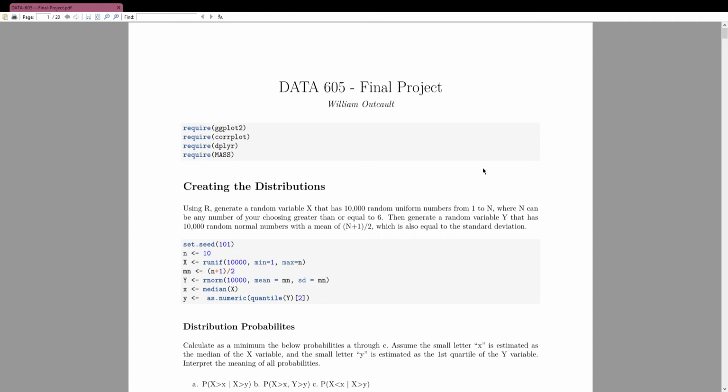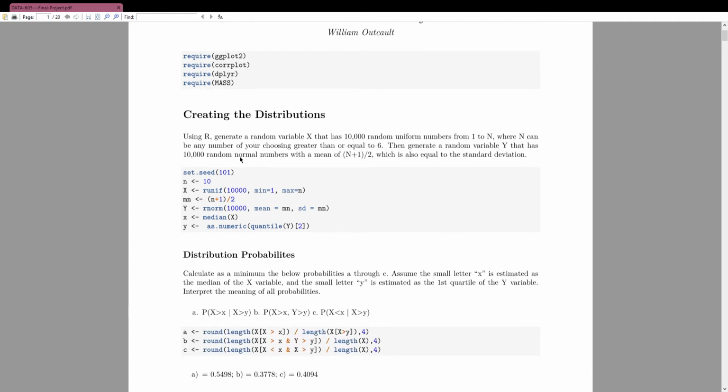This is Will. This is my DATA605 final project. To begin, I started by loading in some necessary libraries. Next, I jumped right into creating my distributions.